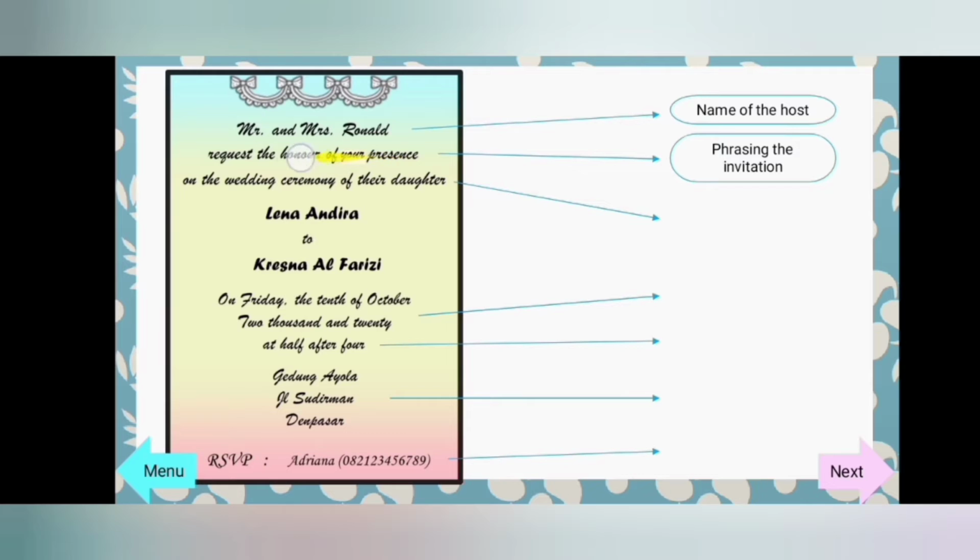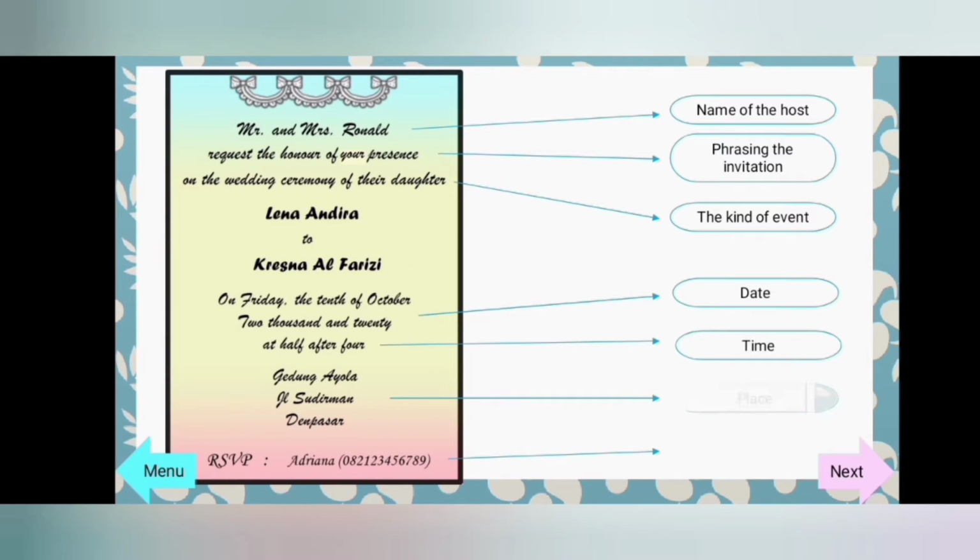Wedding ceremony of their daughter. So it's called the kind of event. Then the crucial things that must be stated in an invitation are the date, the time, and the place. They show when and where the event is held. And then the last one is RSVP. It is like a contact person of the event.